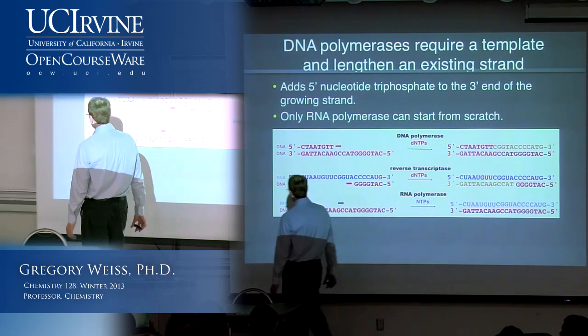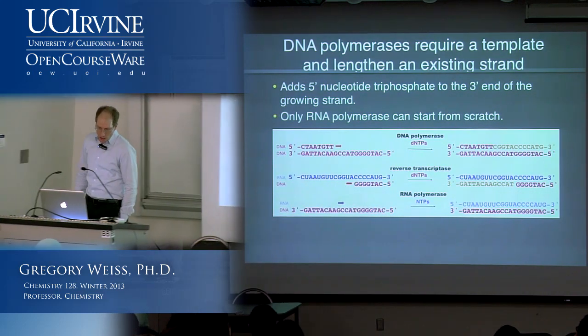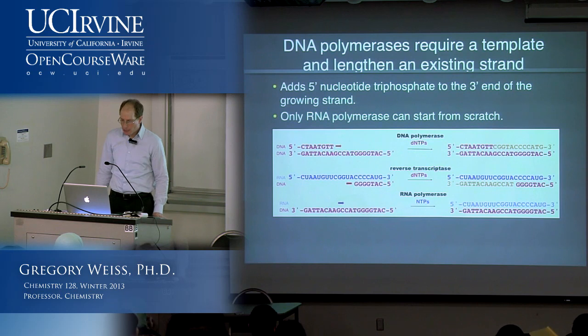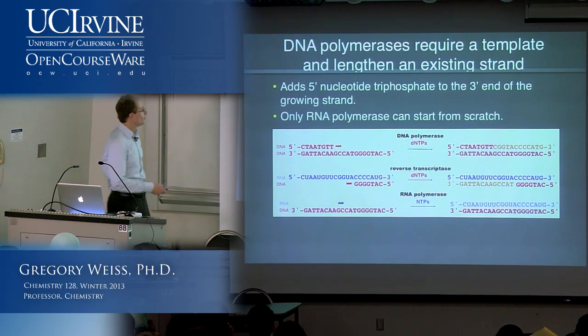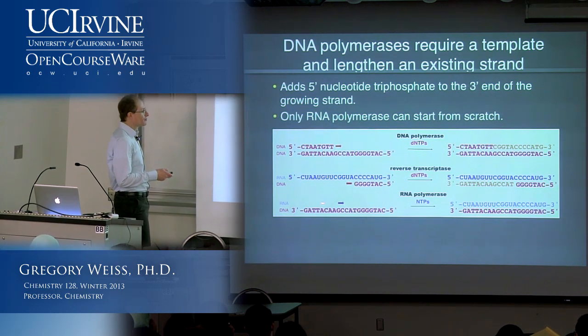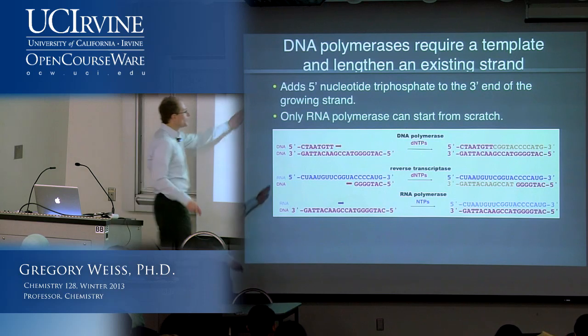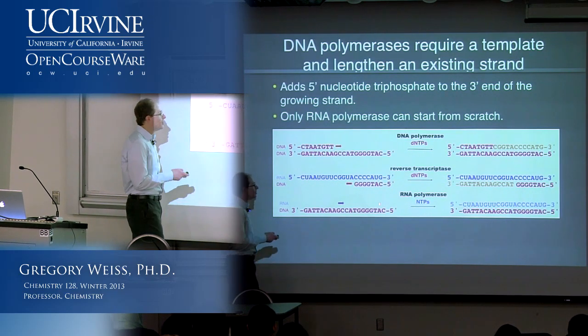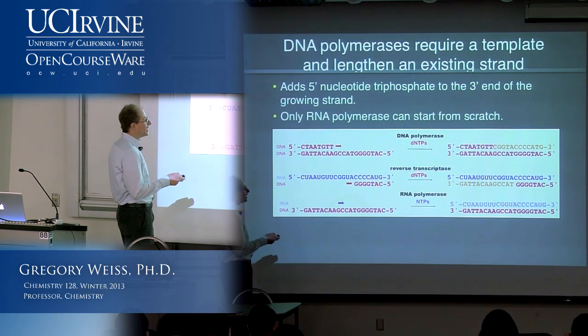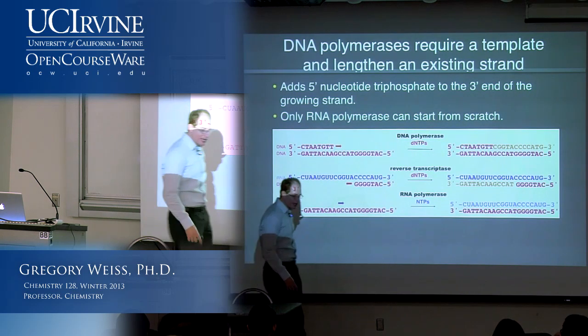Okay, so again, DNA polymerase requires a template to lengthen an existing strand. Only RNA polymerase can start from scratch. Okay, so RNA polymerase is kind of an exception to this rule. DNA polymerase requires a priming strand. Reverse transcriptase, which takes RNA and synthesizes DNA, we saw that earlier, also requires a primer and deoxynucleotide triphosphates. RNA polymerase is kind of a special case.